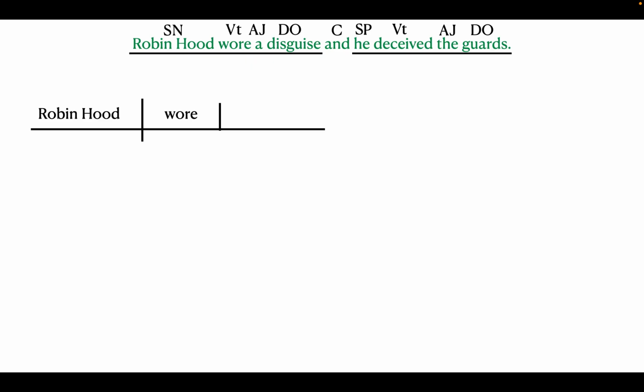And so with the direct object, with the SVT-DO pattern, it is another vertical line that does not cross the horizontal line that will separate the verb from the direct object. And we have our direct object, which is disguise. And if you'll remember, how do we diagram the adjectives? That's right, we put it on a slanted line underneath the word that it is describing.